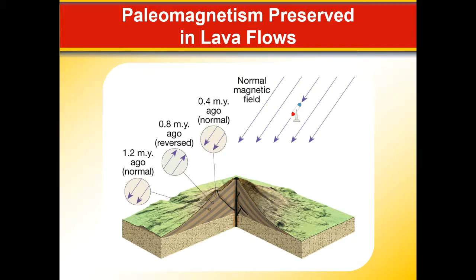Okay, so our magnetic north goes to south, and the south goes to north. That's it. So it is reflected in the orientation of our magnetic iron minerals in our magmatic or igneous rocks.